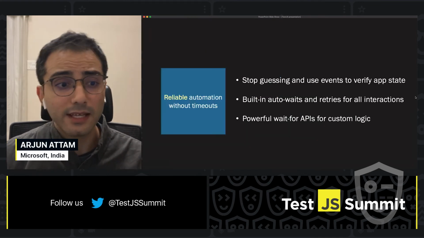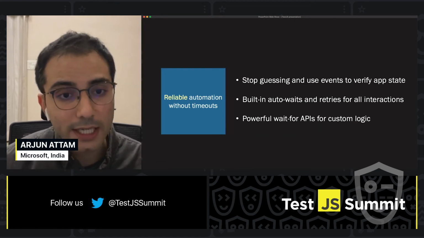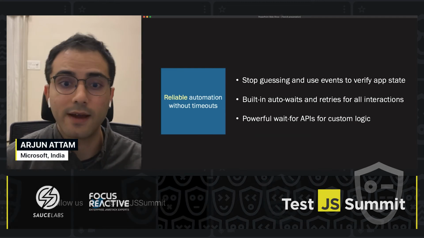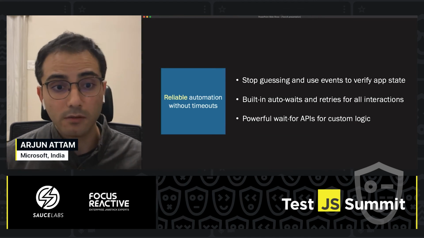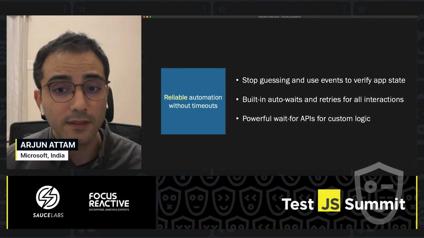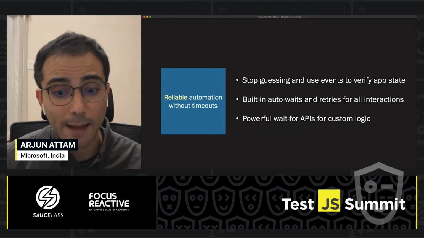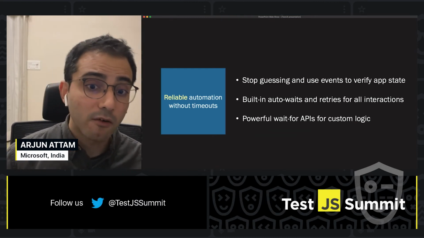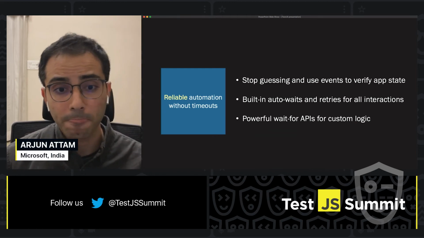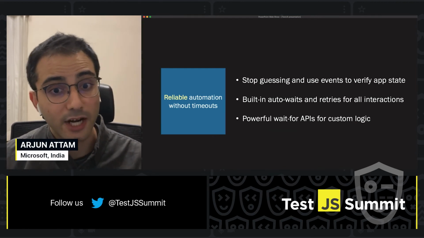Now, this essentially shows how Playwright is more reliable. It essentially means that you don't need to actually guess how long something would take. You can actually use events to verify application state. And this is wrapped up automatically for all interactions inside Playwright, which means everything that you do in Playwright has built-in auto waits and retries. And then finally, if your application requires custom logic, you have powerful wait for APIs that you can use and actually author your wait for conditions. This feature differentiates Playwright from other testing tools and actually improves reliability.